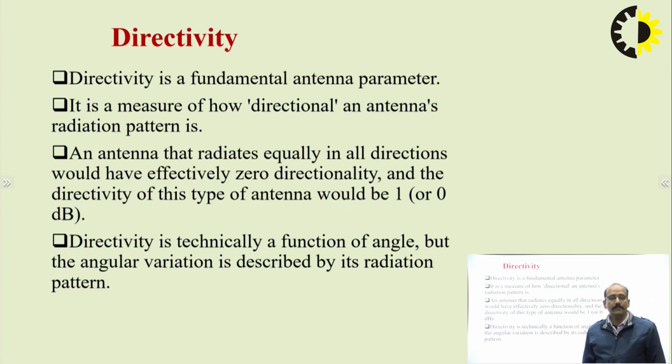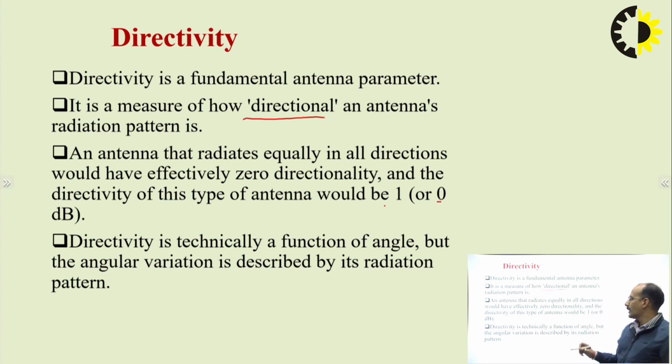So then we are going towards the directivity. Directivity is a fundamental antenna parameter which is a measure of how directional the antenna radiation pattern is. An antenna that radiates equally in all directions would have effectively zero directionality, and the directivity of this type of antenna would be 1 or 0 dB.